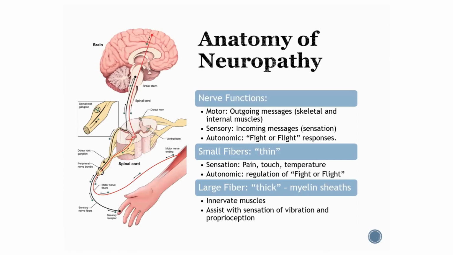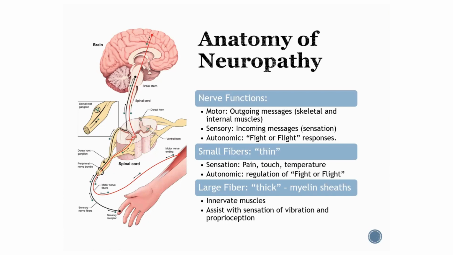When we think about what functions those nerves have, they have motor functions. That's giving you the outgoing message, and it goes to your skeletal muscles and your internal organs, like your GI muscles and your urinary muscles. You have sensory, which gives you that incoming message, whether it's pain, temperature, touch, deep pressure, all of that. And then you have your autonomic system, which is the nerves that control our fight or flight. It controls blood pressure and how things move along in our GI tract, so constipation, things like that, and urinary urgency.